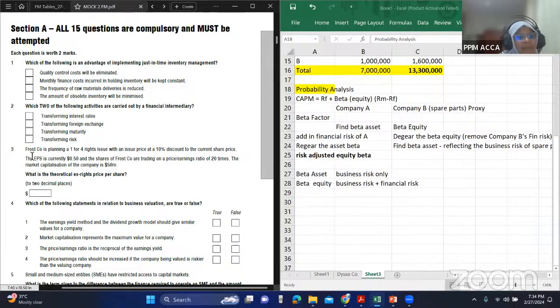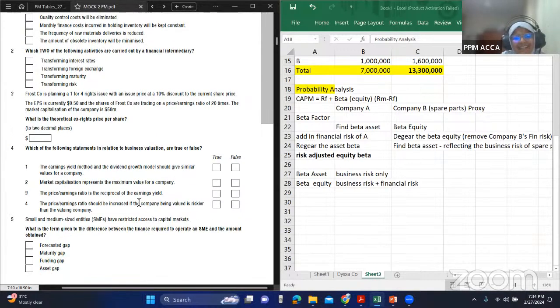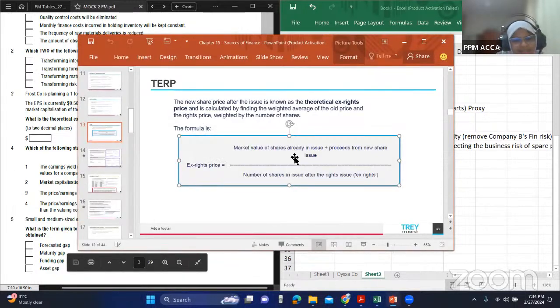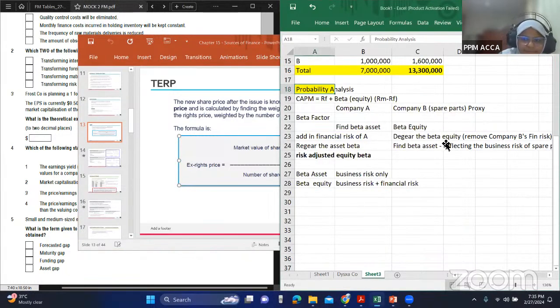Frost Company is planning a 1-for-4 rights issue with the issue price at a 10% discount to the current share price. The EPS is currently 0.5 and the shares of Frost Company are trading on a PE ratio of 20 times. The market capitalization of the company is 50 million. What is the theoretical ex-rights price per share to 2 decimal places? Now, what is a theoretical ex-rights price? There is a formula that you have to know. It's this. Copy it.